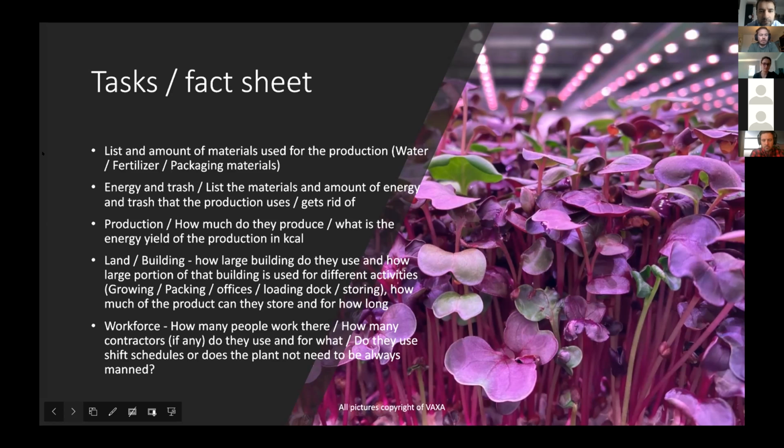Then for the socioeconomic aspect, we're going to look at the workforce, both for the overhead and of the construction, and then of course land use for the building itself.